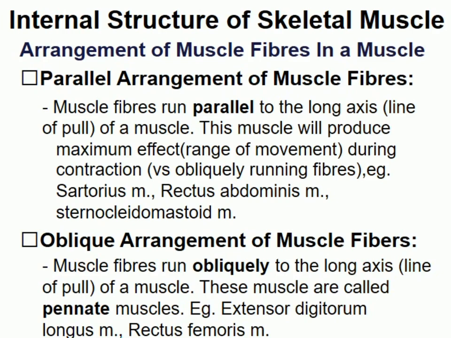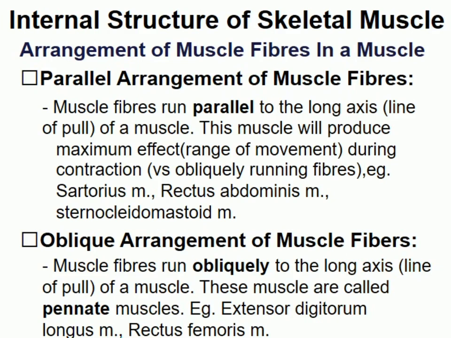This muscle will produce the maximum range of movement during contraction as compared with the oblique fibers. So these parallel muscles, or muscles which have the fibers running in a parallel fashion, can produce different kinds of movement. Examples of these muscles are the sartorius muscle, the rectus abdominis muscle, and the sternocleidomastoid muscle. We shall see later about these muscles, their position, and even their nomenclature.